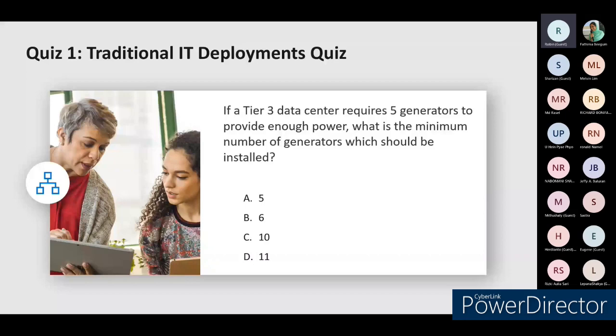It's an in-training assessment. The first question is: you are using a Tier 3 data center that requires 5 generators to provide enough power. What is the minimum number of generators which should be installed? I posted 4 options here: A, 5; B, 6; C, 10; and D, 11. I request all of you to post your answer on the chat window. Post your view, and let's have a debate with each other. A few people have posted 5, 6, 11, 10. So what is your answer for this one? You don't need to worry about what others have posted. It may be wrong, it may be right, but try an attempt.